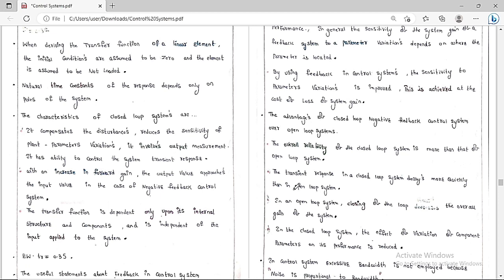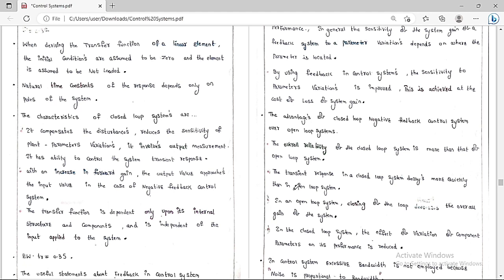The characteristics of the closed loop systems are, it is going to compensate the disturbance, means it is going to reduce the disturbances. It is going to reduce the sensitivity to the plant parameter variations. It is going to involve the output measurements. In the case of closed loop systems, we measure even the output. It has the ability to control the system transient response, so with the help of closed loop, we can easily control the transient response also.